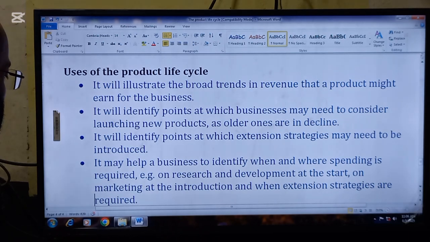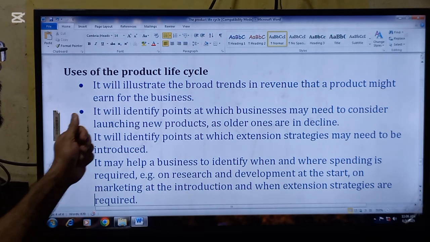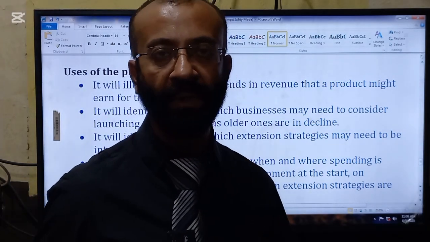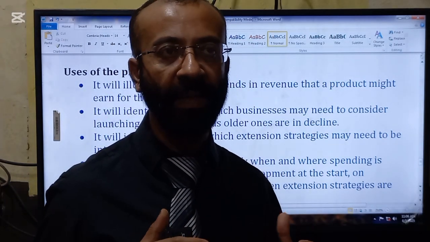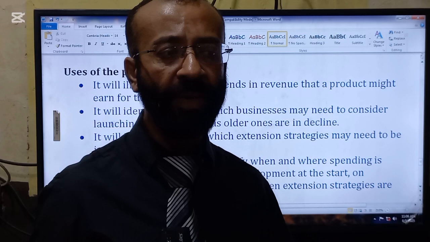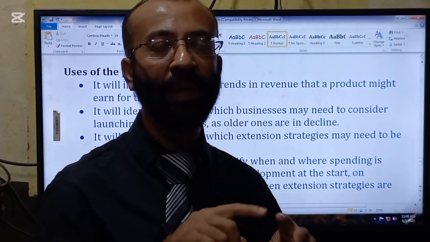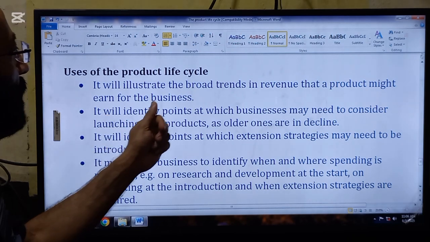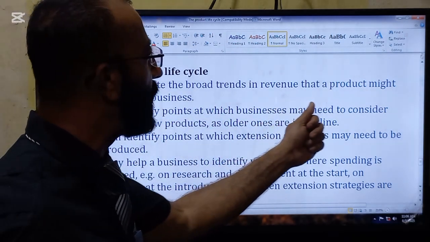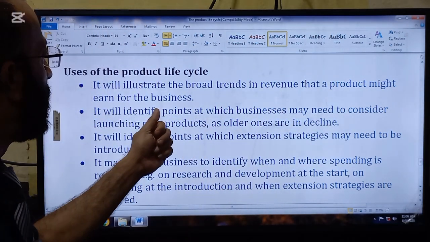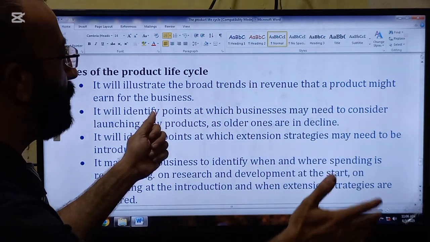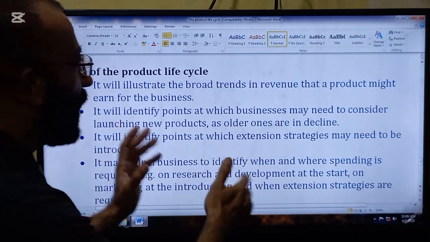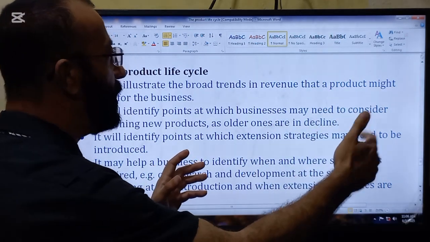Okay, the very final topic in the lecture is uses of the product life cycle. This is normally the question which arises in the minds of the students. So what we are reading, what is the use of the product life cycle? Look, it will illustrate the broad trends in the revenue that a product might earn for the business. So businesses can predict from the graph of the product life cycle what they are earning and what can be earned in the future.